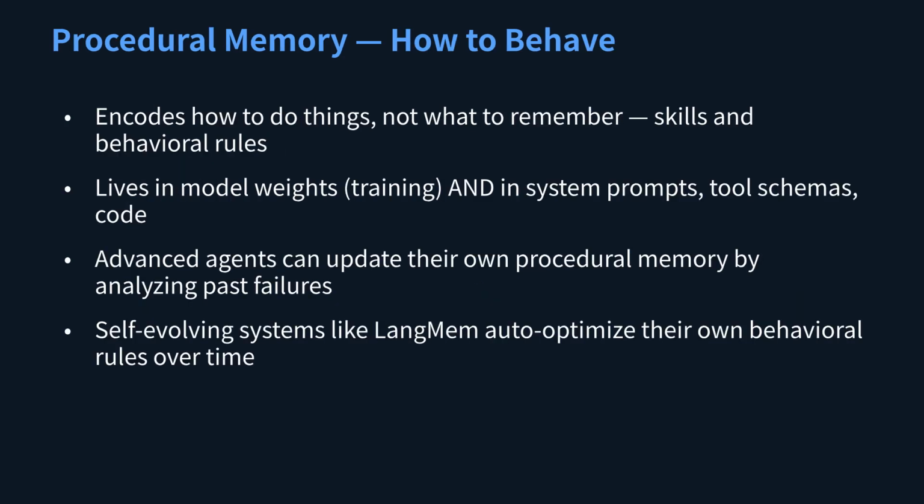The fourth type is procedural memory. This one is about how to do things, not what to remember. It lives partly inside the model's weights, all the skills it learned during training, and partly in the system prompt and tool schemas that define how the agent should behave. In advanced systems, agents can actually update their own procedural memory by learning from past failures and writing better rules for themselves.